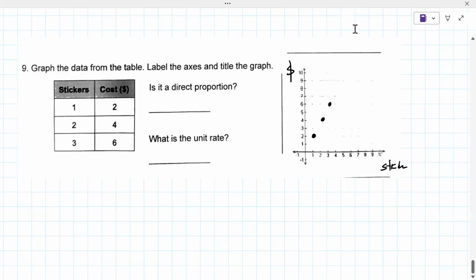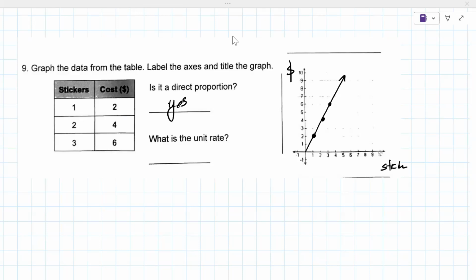So do these points fall on a straight line? Looks like it. So it is a direct proportion. And then the unit rate is the slope again. So unit rate, dollars per sticker.